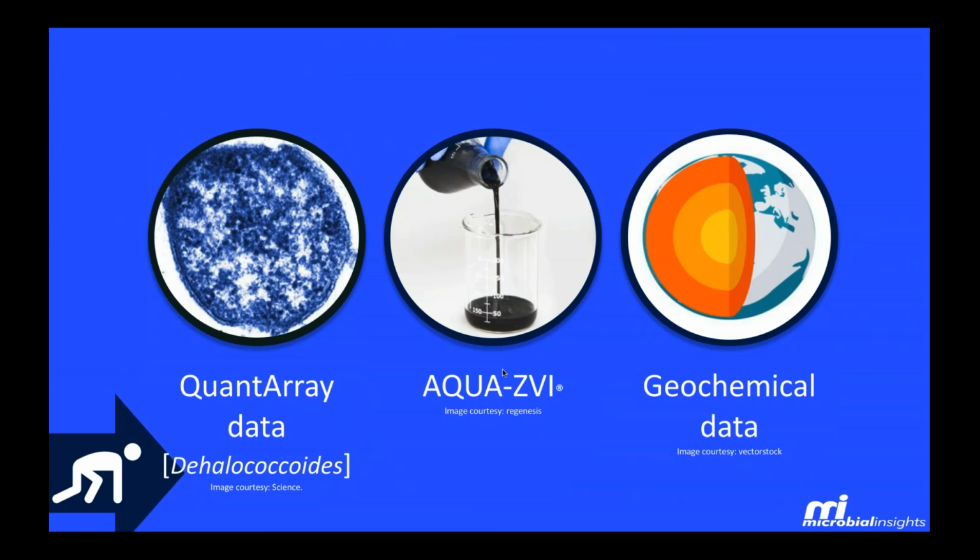So we're going to start by looking at one of the newer products that REGENESIS offers called Aqua ZVI. Now with any site cleanup, it's good to understand our chemical and geochemical conditions, and it's important to understand the microbial populations as their presence and interaction drives most of the processes that happen in our subsurface. So let's take a look at this with some site data.